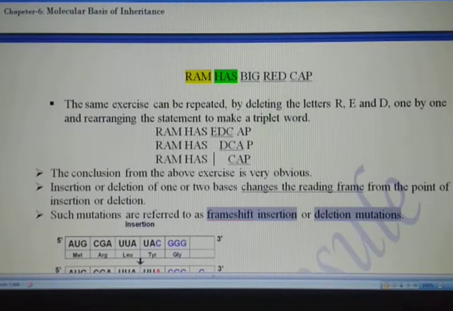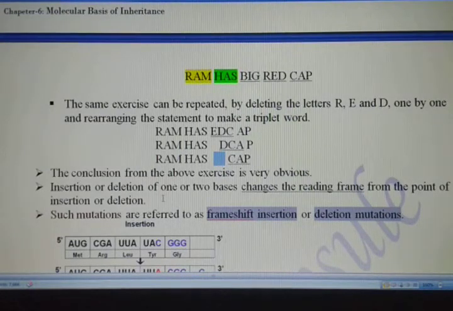And in this, what happened? First one letter, here 2 letters. As a result, what has happened here? Shifting has taken place: D, C, A, and then last only P is left. But in the last case, if 3 alphabets are removed, completely one codon is gone, deleted.